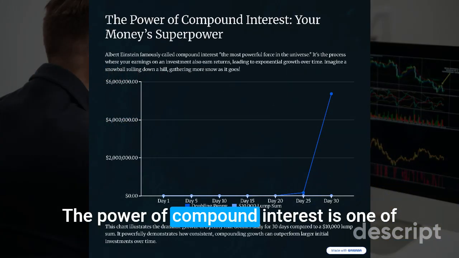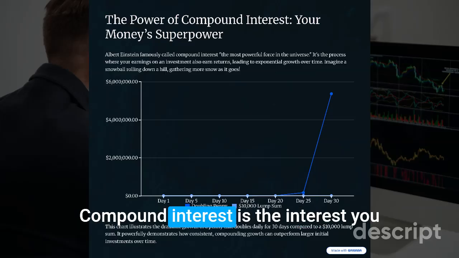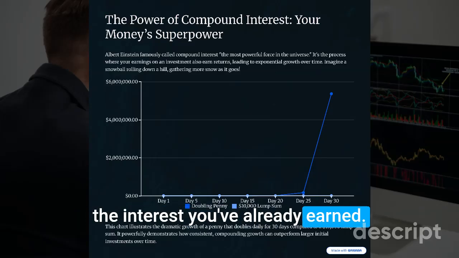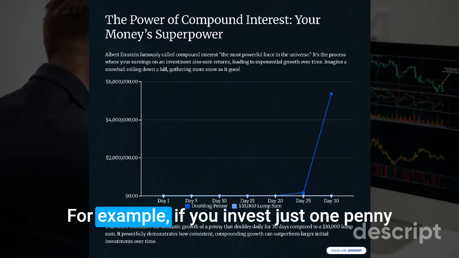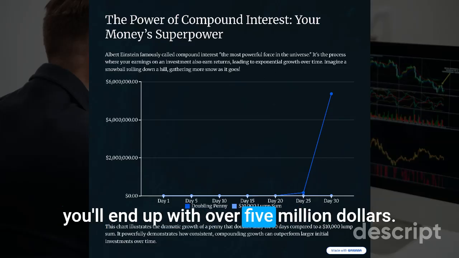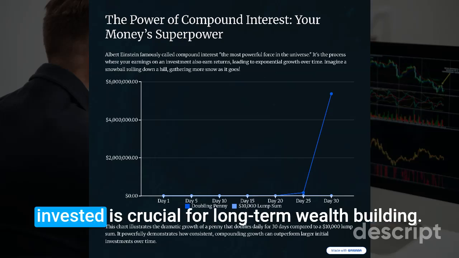The power of compound interest is one of the most important concepts in investing. Compound interest is the interest you earn on your initial investment, plus the interest you've already earned. Over time, this creates exponential growth. For example, if you invest just 1 penny and it doubles every day for 30 days, you'll end up with over $5 million. This demonstrates why starting early and staying invested is crucial for long-term wealth building.